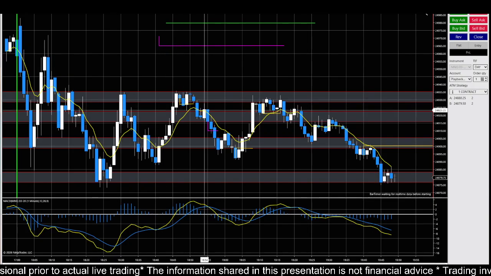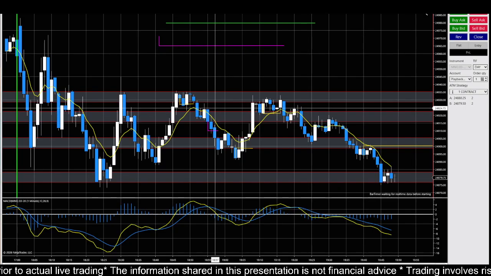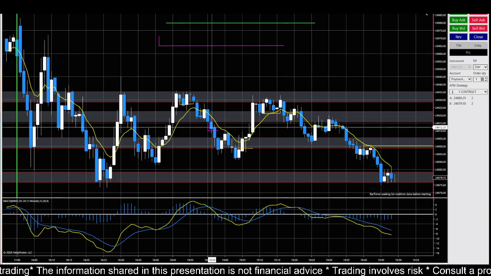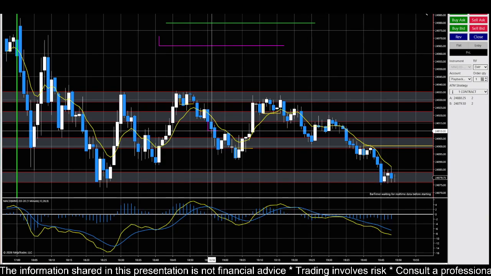Same thing here. Okay, it's crossing over. Where does it cross? And you're below at the same time. You don't get in. Same place, right?